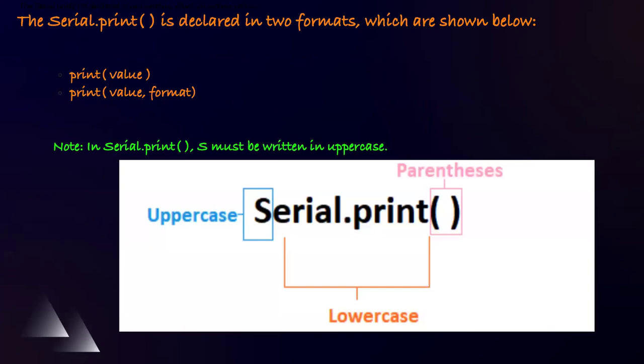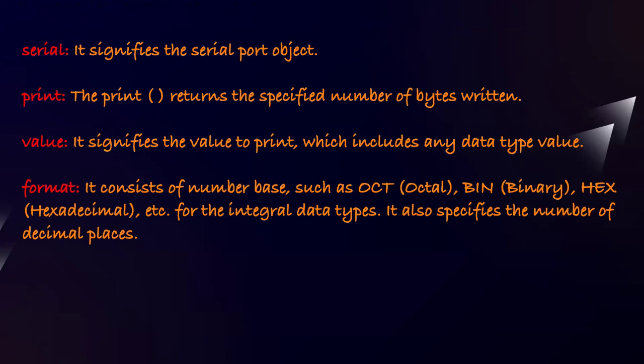One is print value, another is print value format, right? So what does this value refer to? This value refers to what we need to print, what we need to see on the screen, what we are providing. That is basically the value. Okay. Then comes the format. Now it consists of number base such as octal, binary, hexadecimal, etc.